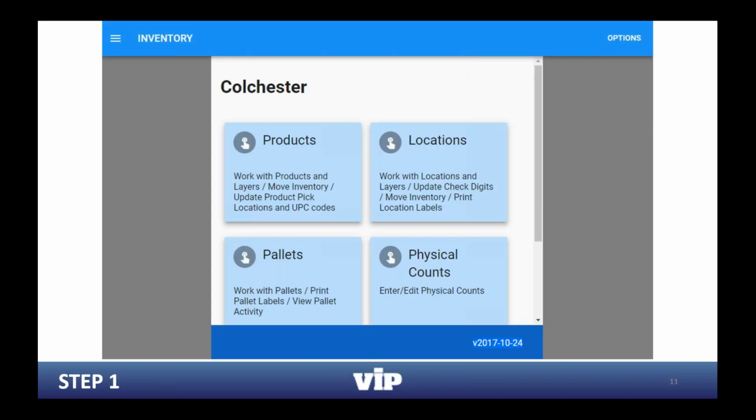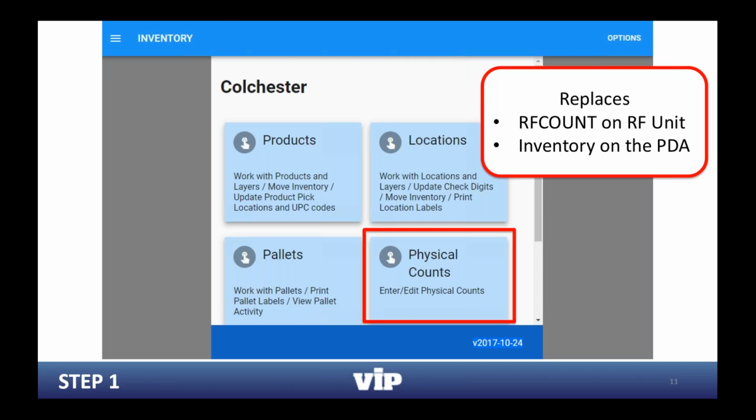If you didn't have multiple warehouses, or once you have selected one, you will be moved to this screen here where you will see our tiles. The tile we are going to focus on today is physical counts. This is what's going to replace RF count on your RF unit, or if you are taking inventory on paper, or if using a PDA, this is the piece that's replacing that.